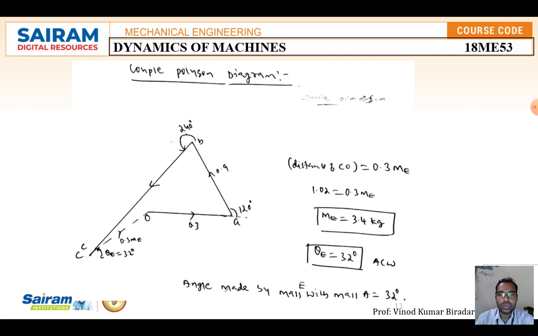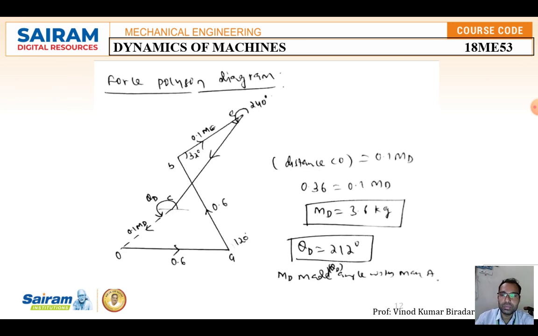Now how to calculate the mass of E, that is the distance of CO. Take the scale. So C to O, you measure the length, and 0.3 me. If you measure that, you are going to get 1.02 is equal to 0.3 me. So you are going to get mass of E is equal to 3.4 kg. How to measure the angle theta E? Theta E is equal to 32 degree anti-clockwise direction if you measure from that scale, at point C to the horizontal line. This is about the couple polygon diagram.